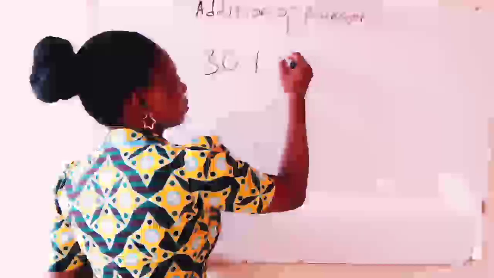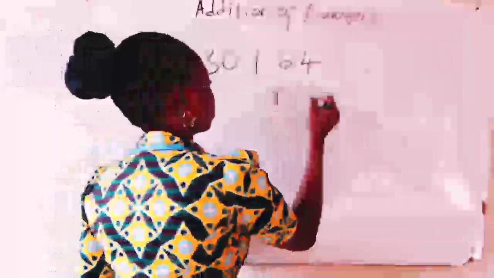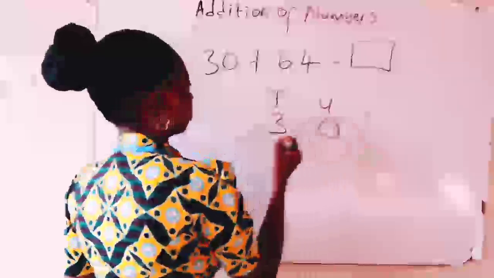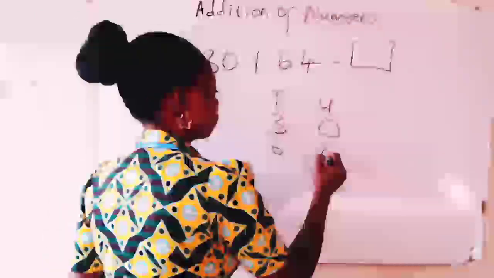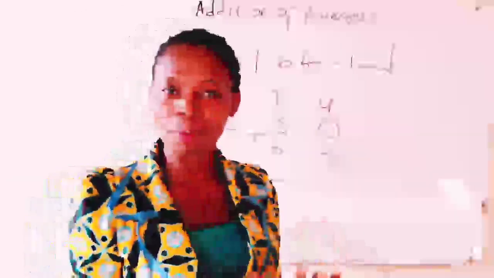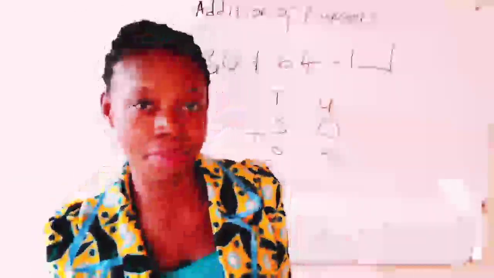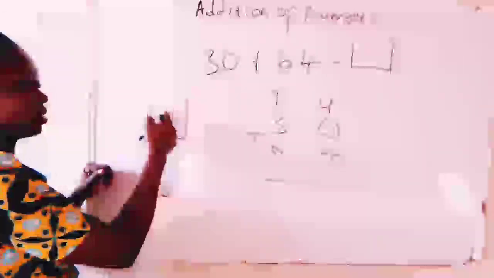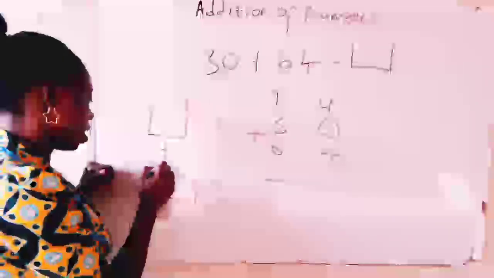30 plus 64. Remember your tens and units. 30 means 3 tens, 0 units. 64 means 6 tens, 4 units. And we have our plus sign. Now we have 0 on the unit side and we have 4, and we're adding from the units, 0 plus 4. Anytime you come across 0 in addition, it means empty. It looks like someone having 2 boxes, one box with nothing inside, and you have 4 apples.